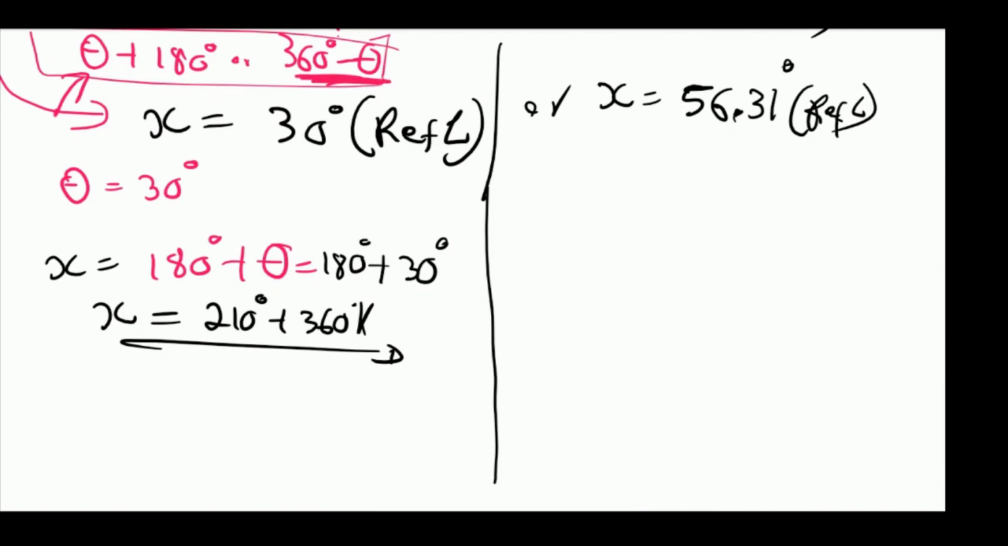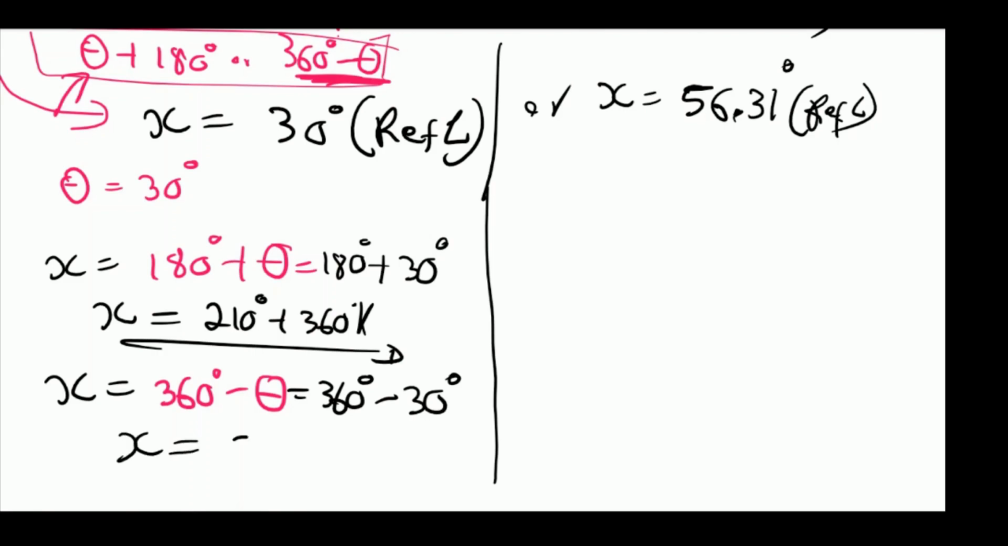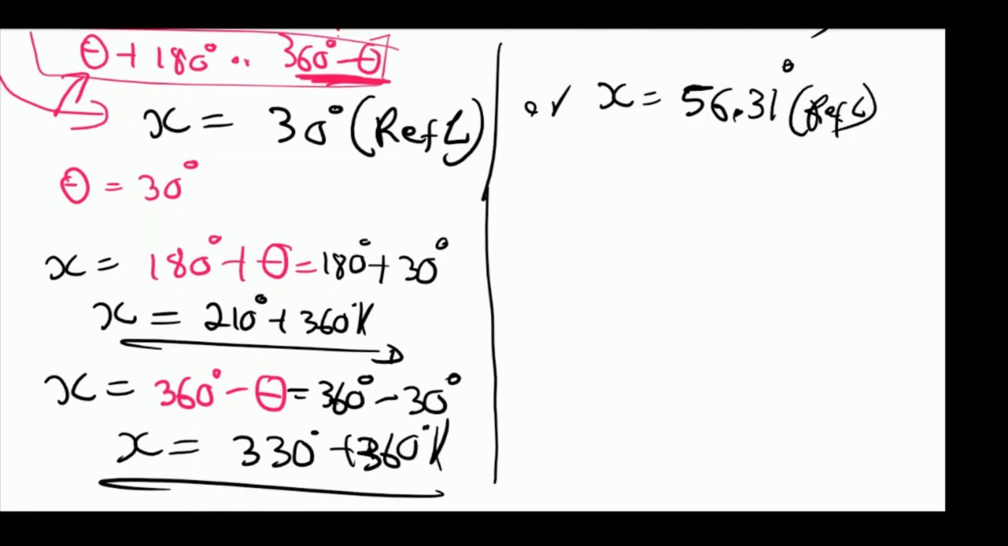You're just going to use this one. We're going to say x is equal to 360 degrees minus theta, which is actually 360 degrees minus your reference angle of 30 degrees. So your x value is going to be 330 degrees plus 360 degrees of k. So this is your solution of x for this side of the problem.